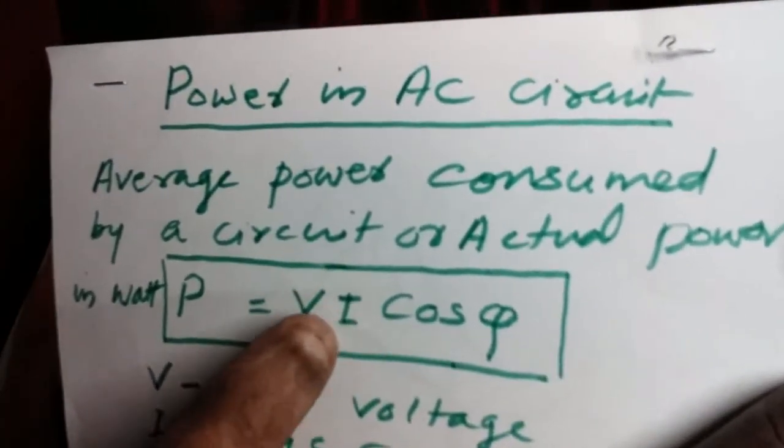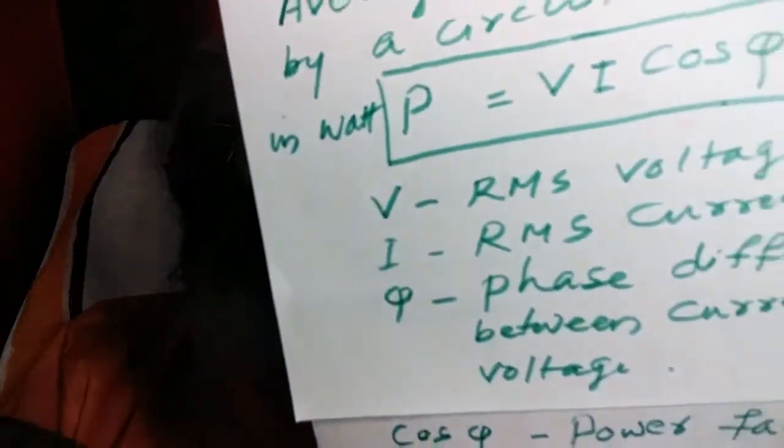V into I, voltage into current, is always power. V into I is called apparent power of the circuit. That is not the actual power. If you want to get the actual power, you must multiply the apparent power by cos phi. Cos phi is called power factor of the circuit. This quantity is very important in transmission of AC and consumption of AC.